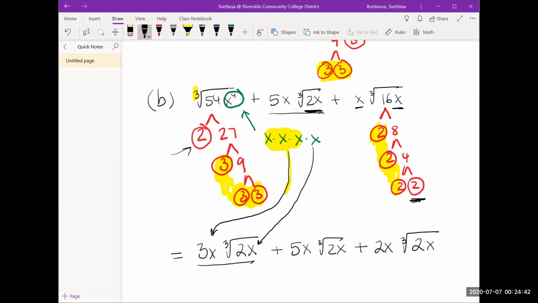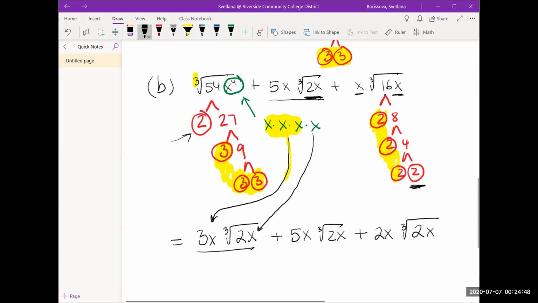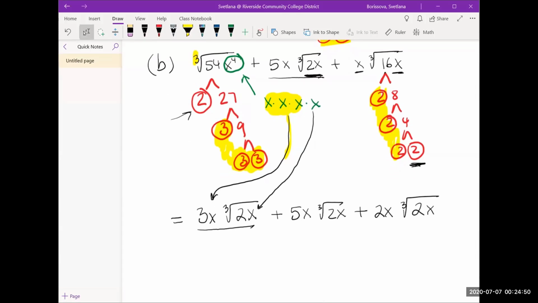So overall it's the same process. We worked on every term, and we simplified each as much as we could. And now we're rechecking the situation. Do we have like radicals here? Yes, we do. They're all cube roots, and they all have 2x inside. It means that we can add them. To add them, remember how we had to add the outside numbers? Well, in this case, we have to add the outside expressions.